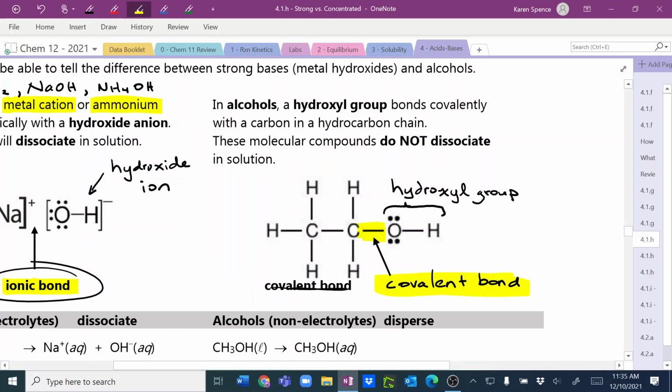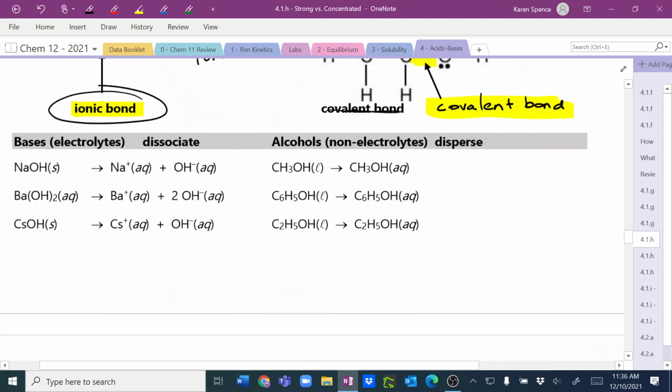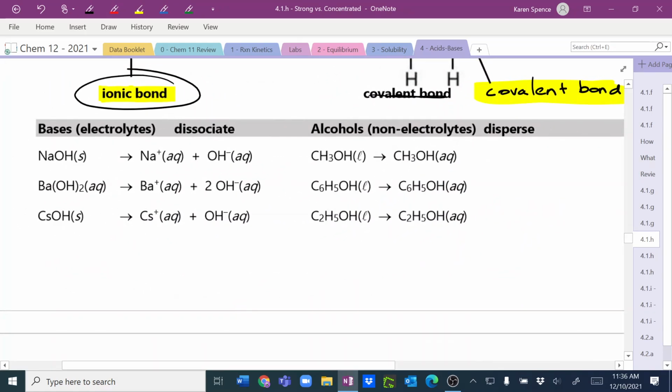And because that bond is covalent, that hydroxyl group does not break apart. And so these do not dissociate. They just stay intact. Okay, so alcohols are molecular. Yes, they are covalent, whereas bases are ionic. So if I took an alcohol and I dissolved it in water, do we remember doing this in the past unit? If you've got an ionic compound, which bases are, at least the Arrhenius bases, they dissociate, whereas the alcohols, which are not made of ions, do not dissociate. Okay?